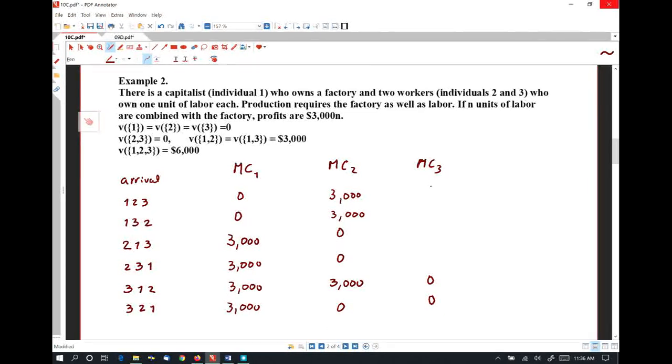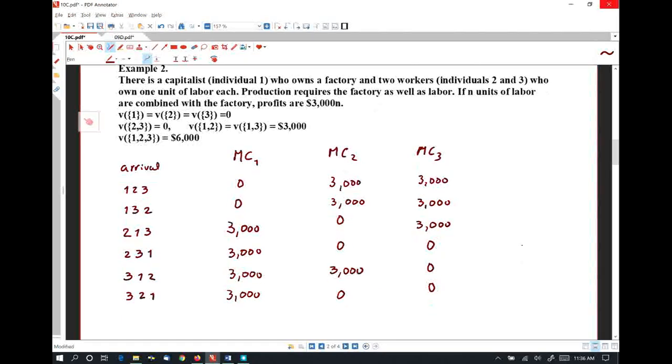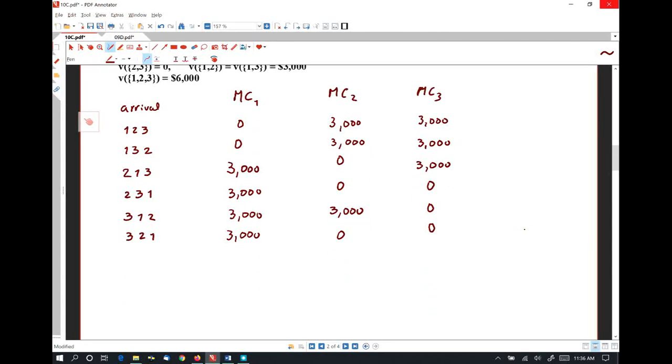And for player 3, if she arrives last, then we go from 3,000 to 6,000. If she arrives second after player 1, then we go from 0 to 3,000. If she arrives last, then we go from 3,000 to 6,000, so 3,000. Second after player 2, then we go from 0 to 0. So these are the marginal contributions.